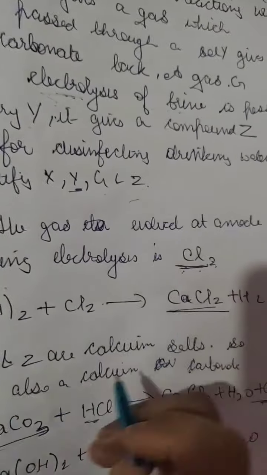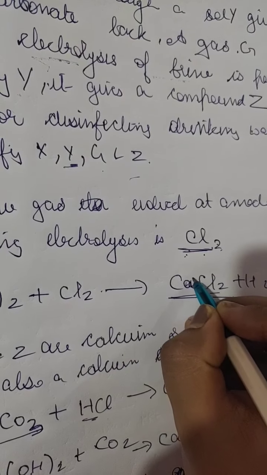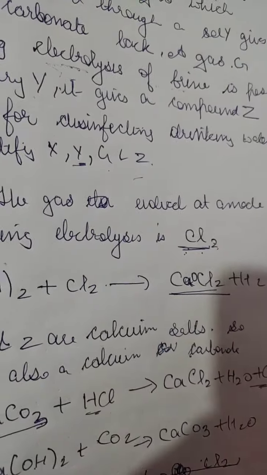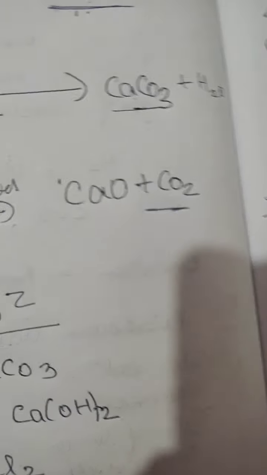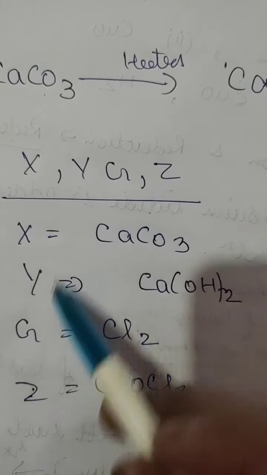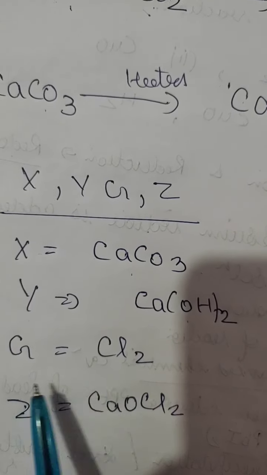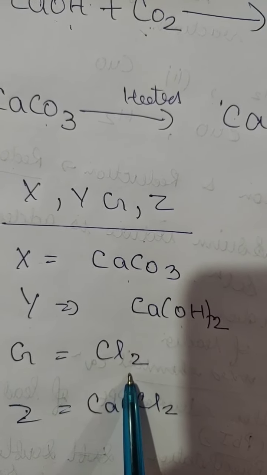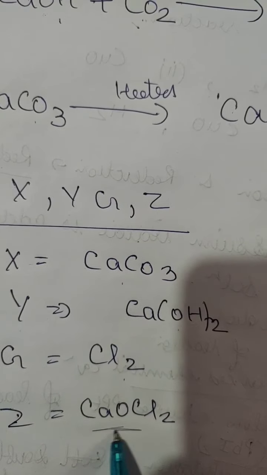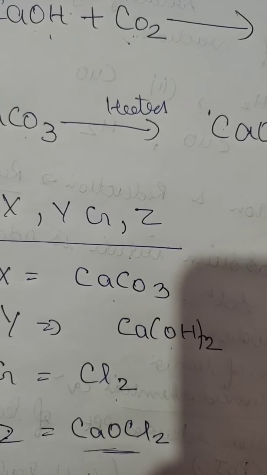Okay, so this is bleaching powder. I have made a mistake here. It is not CaCl2, it's CaOCl2. This is CaOCl2, bleaching powder. So we have got all the four compounds. X is calcium carbonate, Y is calcium hydroxide, G is chlorine gas, and Z is bleaching powder, CaOCl2. This is also done. So let's move to the next question then.